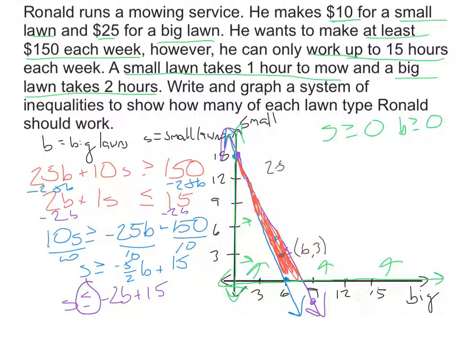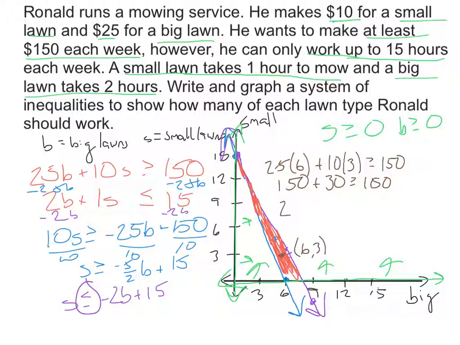If I do 25 times 6 plus 10 times 3, is that actually going to be greater than or equal to 150? Well, 25 times 6, that's 150. 10 times 3 is 30. So certainly I'm going to get $180 that week. That'll be fine for what I wanted.